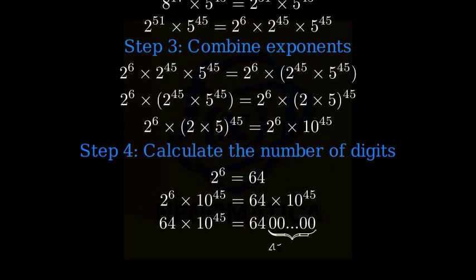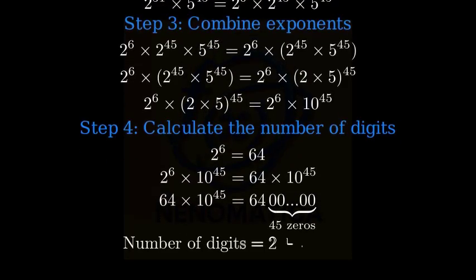In decimal form, this is 64 followed by 45 zeros. Since 64 has 2 digits, and we have 45 additional zeros, the total number of digits is 2 plus 45, which equals 47.